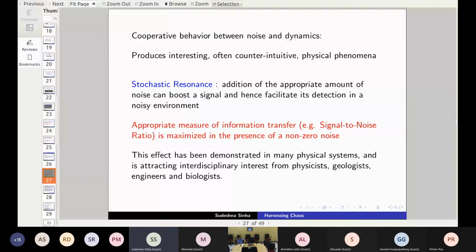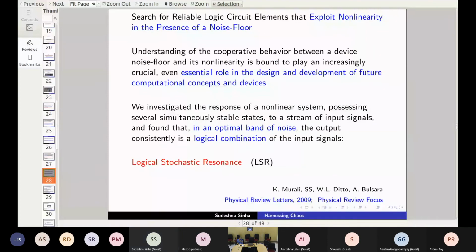And actually, as it happened, the engineers had been doing it forever, but in a sense, we were a bit late to the party and we hadn't quite understood the basis of it. So what we thought we would do, which the engineers had not done, is to look for some reliability in your logic circuit elements, which somehow exploit nonlinearity in the presence of a noise floor. The noise floor is a given, can't escape, but if you have nonlinear elements, which you need for these kinds of threshold things, can we somehow enhance your operation or your functionality?